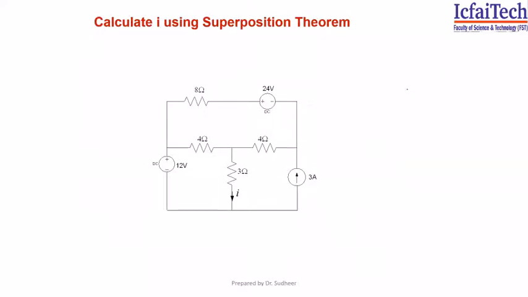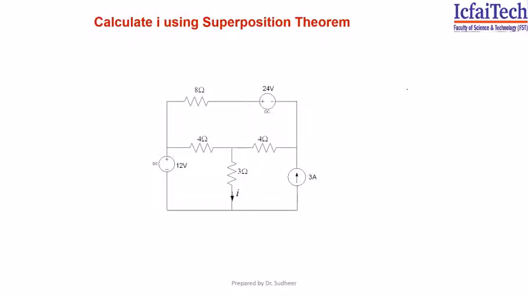Okay, so let us calculate the current using the superposition theorem for the given circuit. First we have to check whether it consists of any dependent sources. The given circuit does not have any dependent sources. Remember, if there is any dependent source, you should not replace the dependent source with a short circuit or open circuit. We only remove the independent voltage sources and current sources.